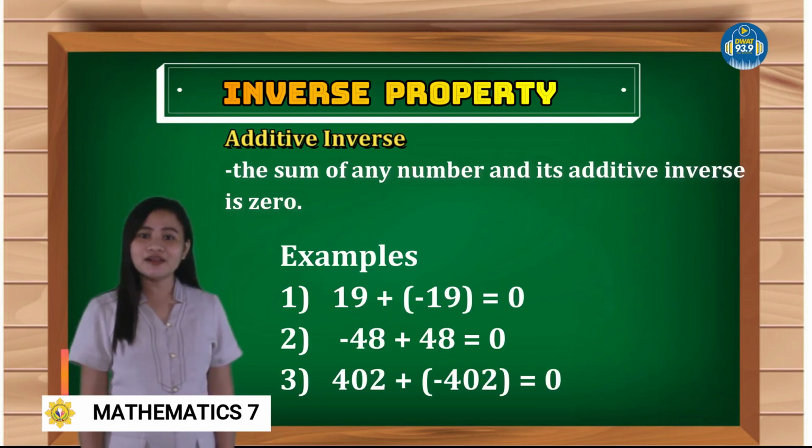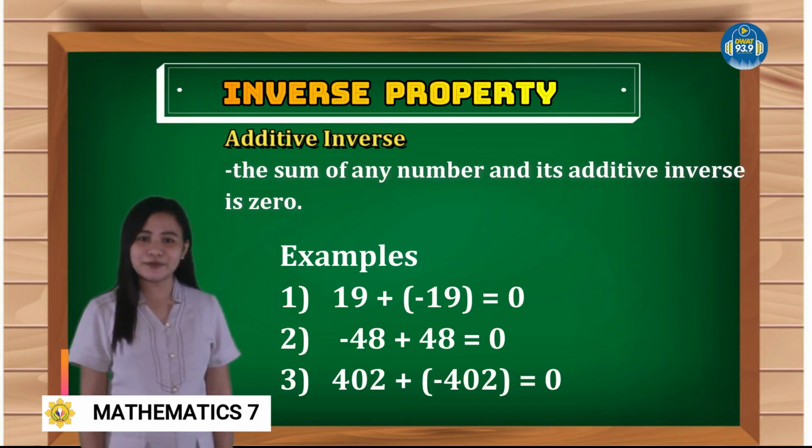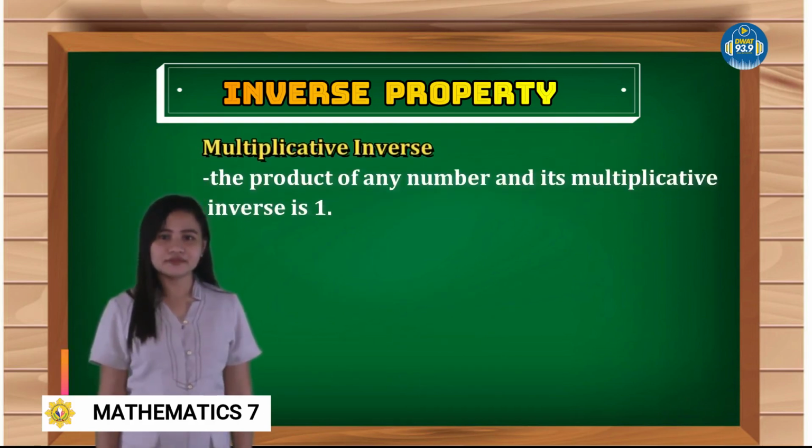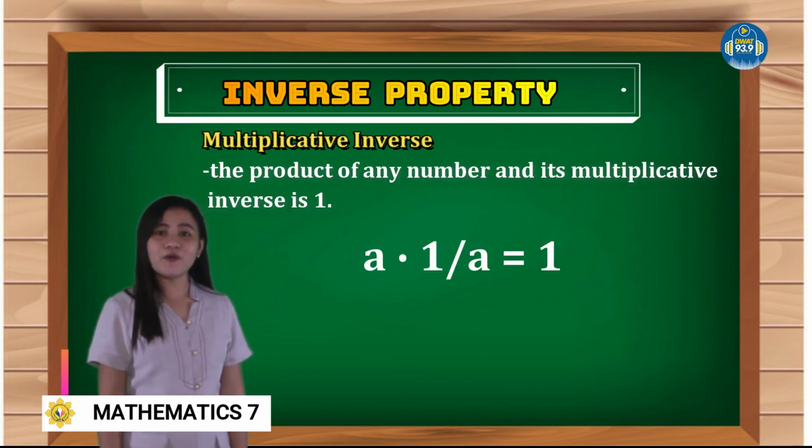For example, 19 plus negative 19 is equal to 0. Next, negative 48 plus 48 is equal to 0. And for number 3, 402 plus negative 402 is equal to 0. For multiplicative inverse property, the product of any number and its multiplicative inverse or reciprocal is 1. The multiplicative inverse of the number A is 1 over A. That is, A times 1 over A is equal to 1.